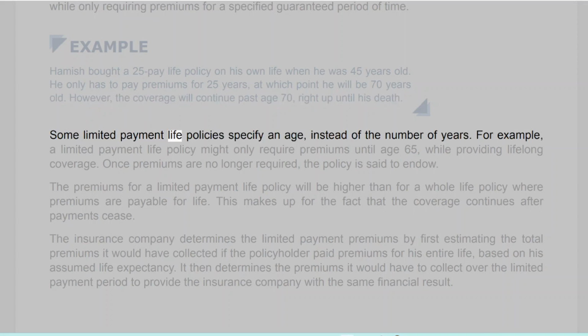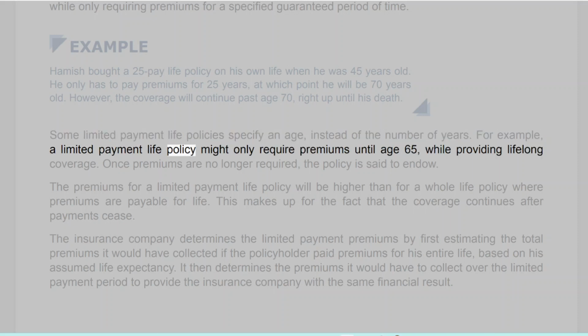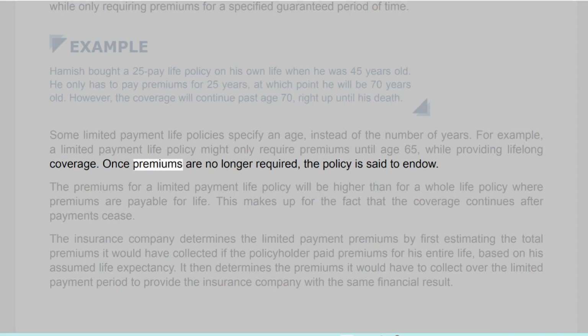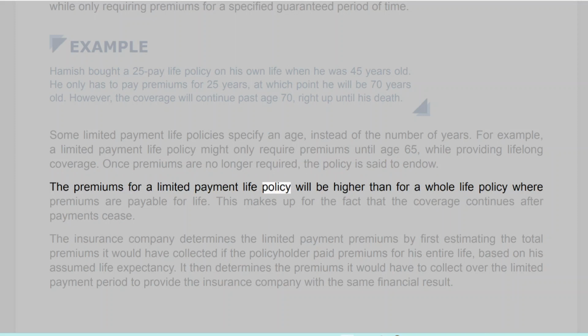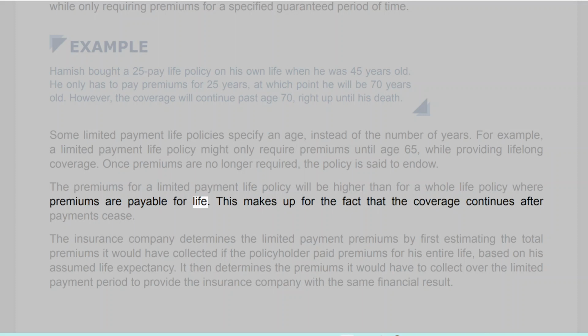Some limited payment life policies specify an age, instead of the number of years. For example, a limited payment life policy might only require premiums until age 65, while providing lifelong coverage. Once premiums are no longer required, the policy is said to endow. The premiums for a limited payment life policy will be higher than for a whole life policy where premiums are payable for life. This makes up for the fact that the coverage continues after payments cease.